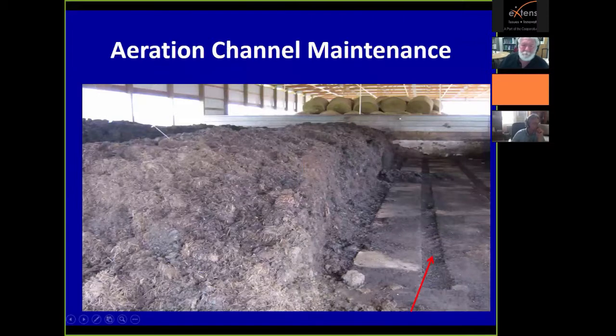One common problem with all aeration systems is they have to be maintained. We see here at the red arrow, the aeration channel will get packed with compost, and I have personally spent many hours with a pickaxe and a broom trying to get that stuff out of aeration channels. It's just a never-ending headache with aerated static pile systems, either negative or positive.